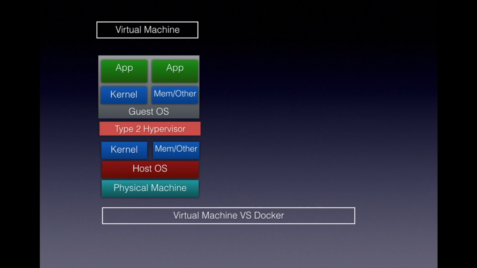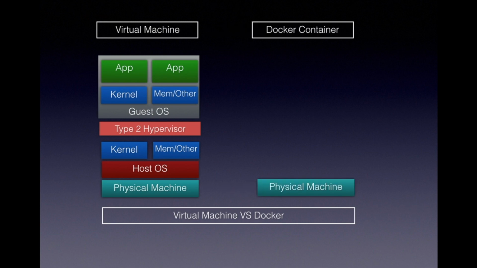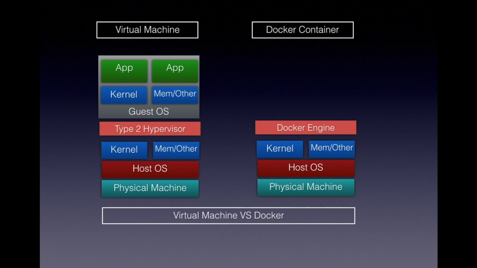Now let's see what we have on the Docker side, and then we'll try to compare virtual machine and Docker, and see what makes Docker lighter than a virtual machine. As you can see over here, we have a physical machine, similar to the virtual machine architecture, and then we have an operating system sitting on that, with its own kernel, memory management and other software dependencies. On top of that we have the Docker engine.